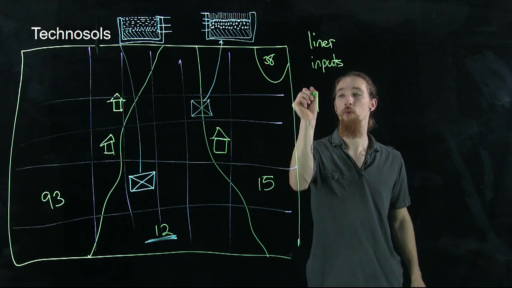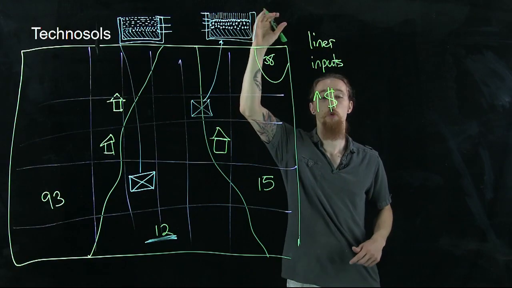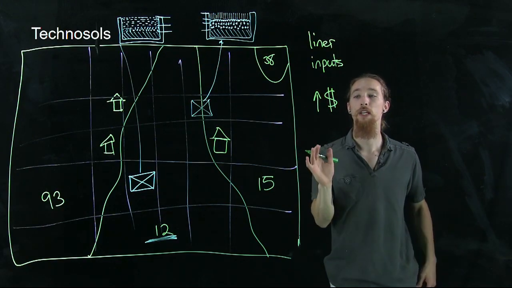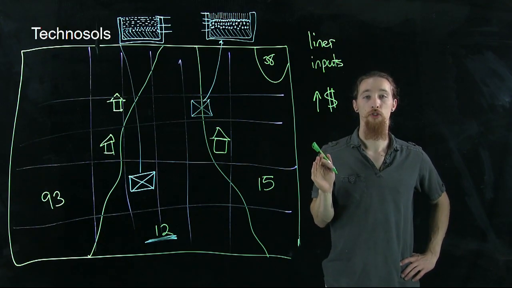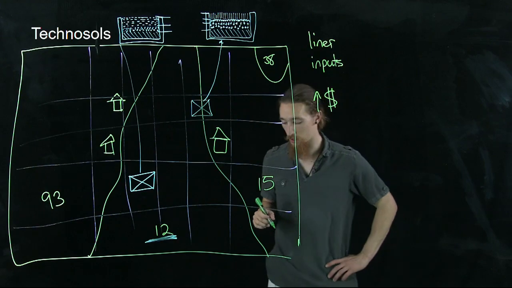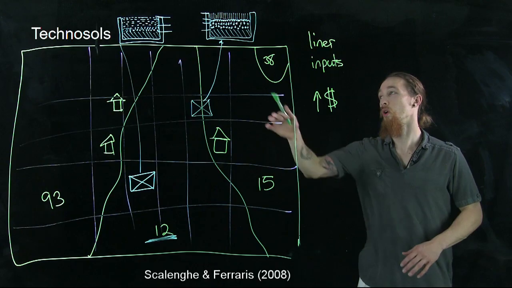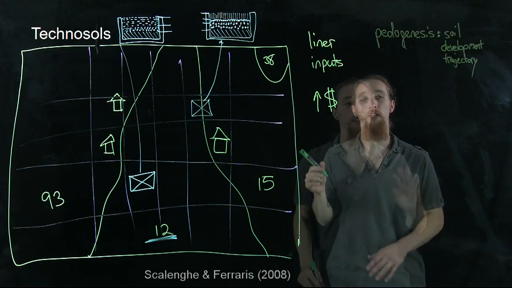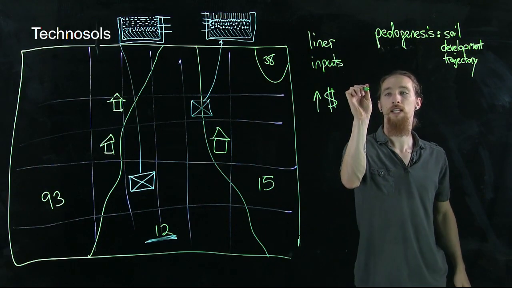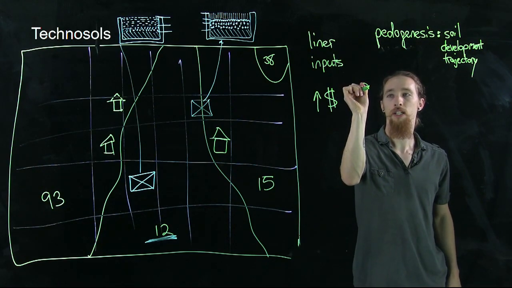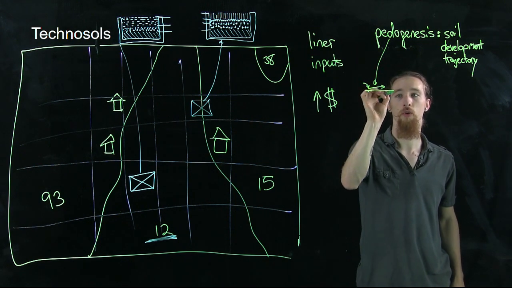With the high cost of technosol creation, because you have to make the liners and input all these materials, they tend to be better managed, and so their soil development actually happens really quickly. There are even some references in the optional readings about modeling technosol pedogenesis. Pedogenesis is the soil development trajectory: where is the soil, what's acting upon it, and where is it going to go. So pedogenesis is where the soil is going.